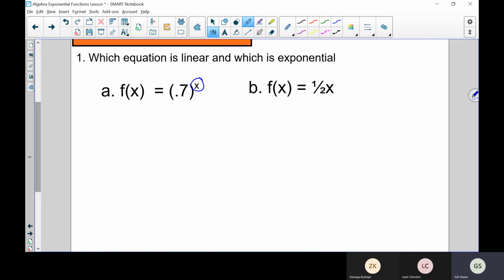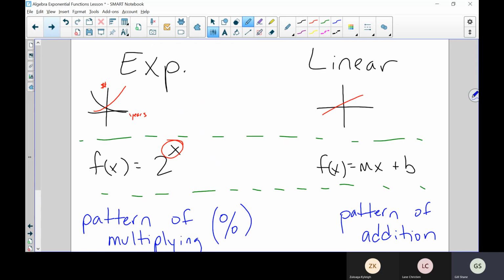Which one is linear? Which one is exponential? Exponential and linear. Yeah, correct. X is the exponent, therefore that's exponential. Here it's just x times something. Or no, that one could be it. No, it can't be.